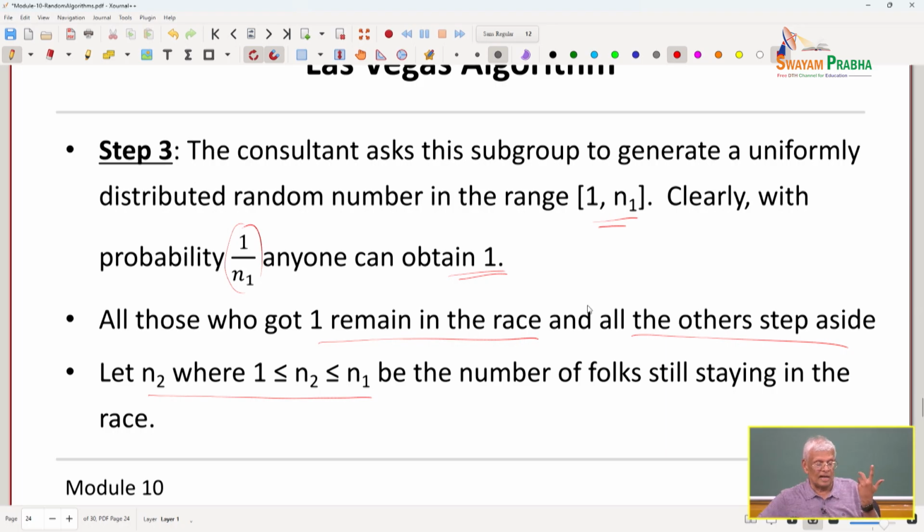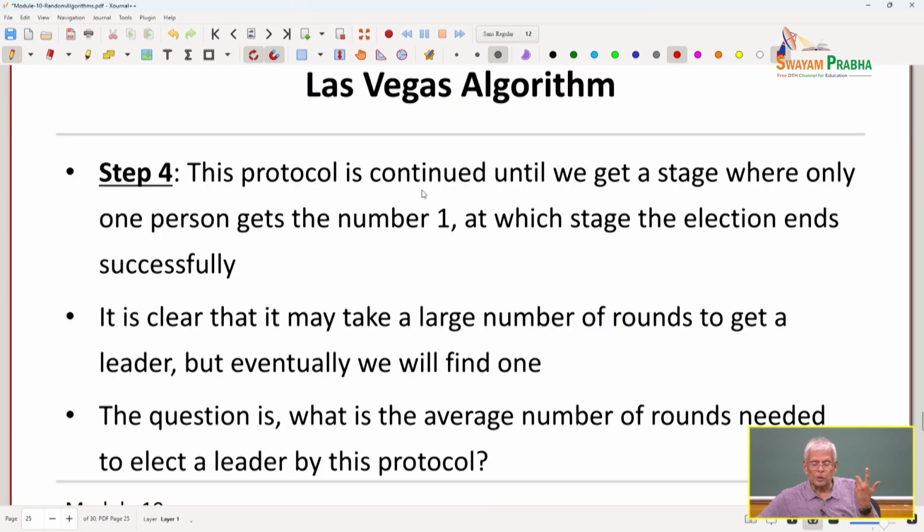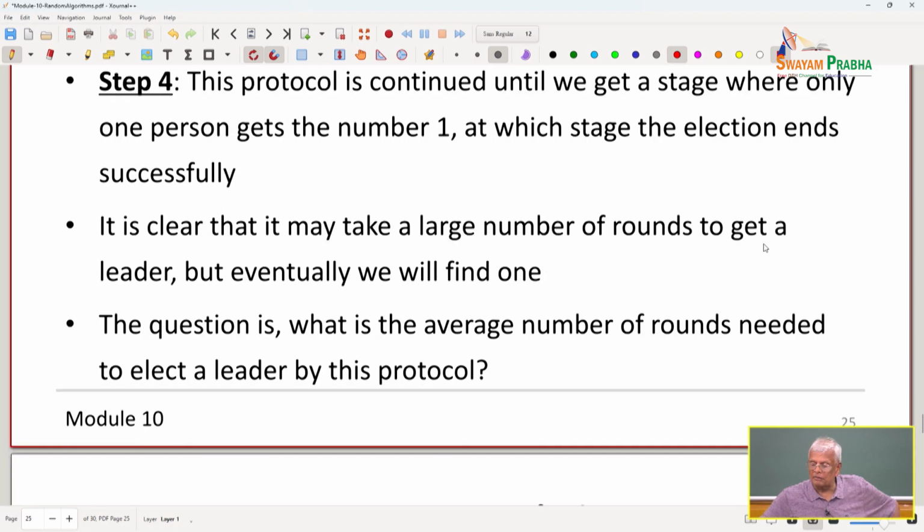Now you get the idea of the iterative process. This protocol is continued until we get a stage where there is only one person who gets the number 1, at which stage the election ends successfully. Now, we told what the definition of a Las Vegas algorithm is. When it ends, it gives the correct result, but it may take long to get to the end. So it is clear that it may take a large number of rounds to get a leader, but eventually we will get 1. So that's the randomization.